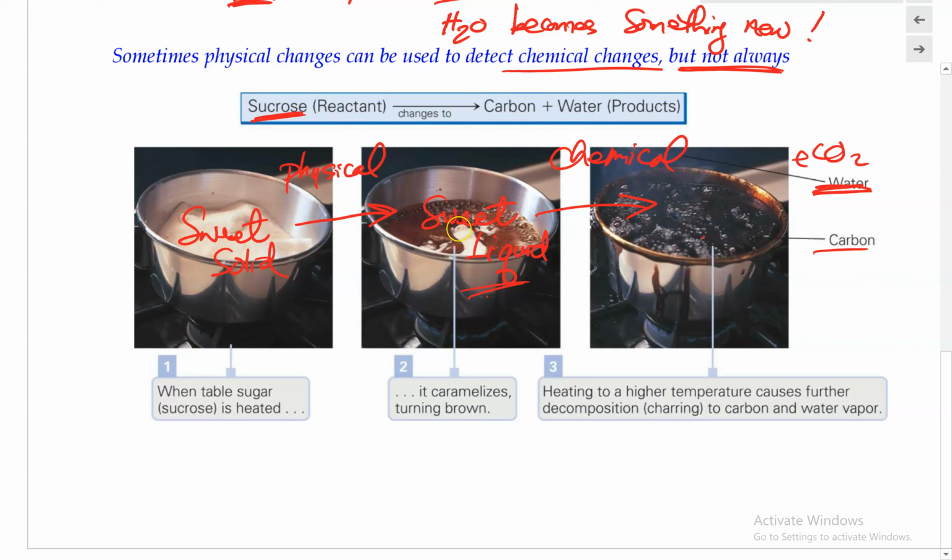So it changed from a liquid back into a solid again. So in this case, it is a chemical change, because now sucrose becomes water and carbon and CO2. Now, please remember that sometimes physical changes can be used to detect chemical change, but not always.